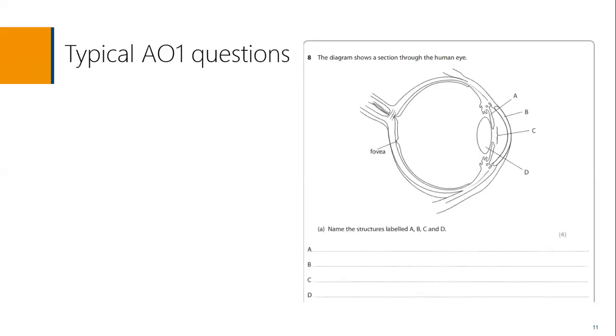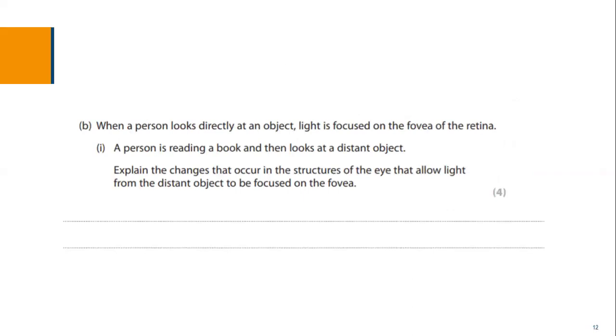So this is a typical AO1 question: a diagram of the eye and an instruction to name the labelled structures. So it's applying knowledge. And this is another AO1 question: explain the changes that occur in the structures of the eye that allow light from a distant object to be focused on the fovea. It is a longer question. Don't assume that AO1 questions are always going to be the shorter questions. They're not, but they are the questions that require learnt knowledge, learnt content.